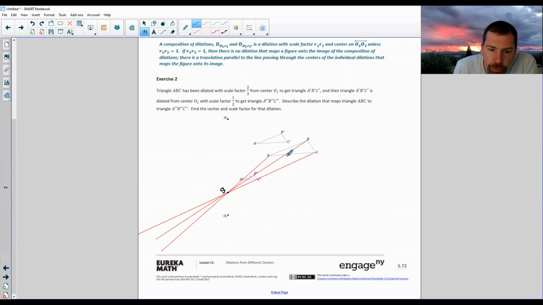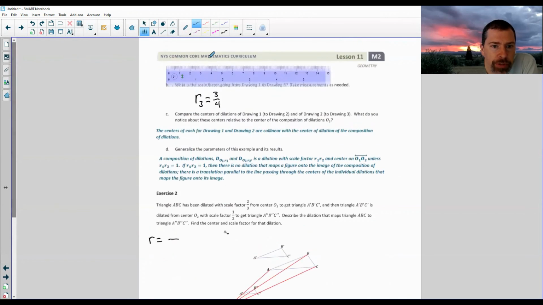So we want to know the R now. First of all, I always like to figure out if R is greater than 1 or between 0 and 1. And obviously going from A, B, C to A double prime, B double prime, C double prime, it is smaller. So R is going to be a value less than 1. It's going to be a fraction. So I'll put my fraction bar here, and we just have to find the scale. Take a ruler, go to the top of the screen and get it.